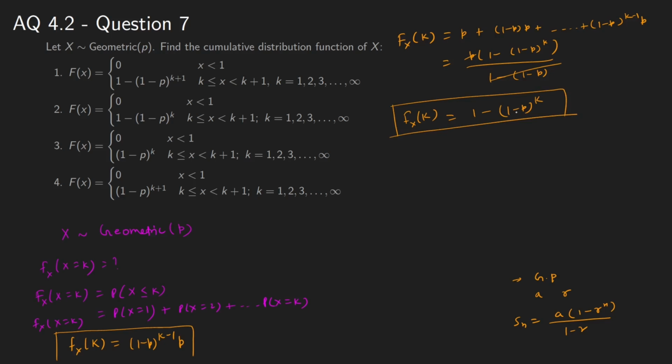And for what values of k is this CDF function applicable? It will be applicable for all of the values which a geometric random variable x can take. As you know, it cannot take values less than or equal to 0. So before 1, the CDF will be 0, and after that it will take these values. So clearly, the second option is the correct choice.